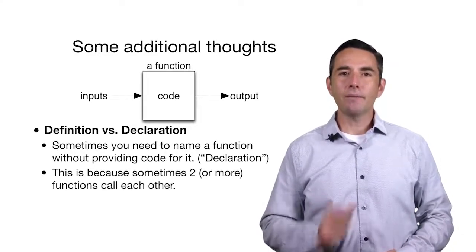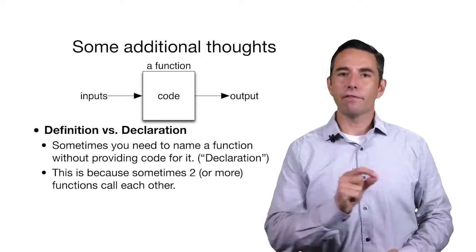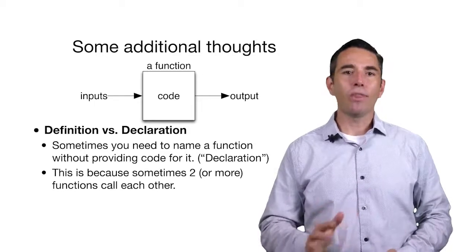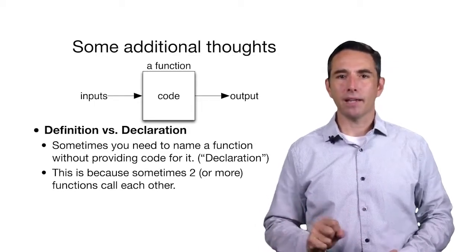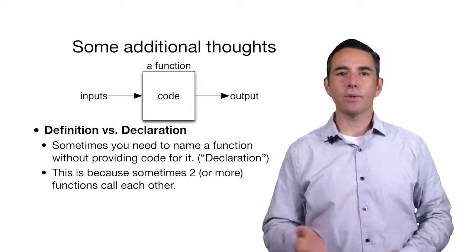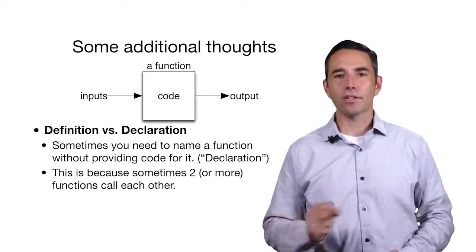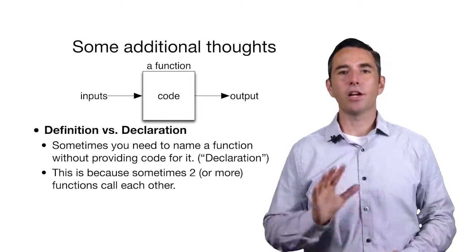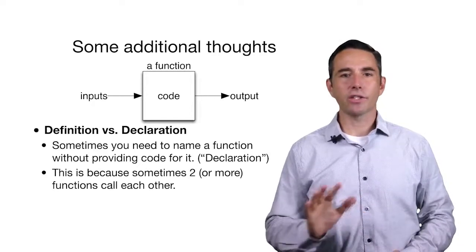Secondly, sometimes it's useful to write down the first line of a function describing its inputs and its output and its name without declaring the body of the code immediately. This is the difference between a definition and a declaration. Sometimes you need to just name the function without providing the code for it. And this is called a declaration. This is where you don't describe what's going on inside.